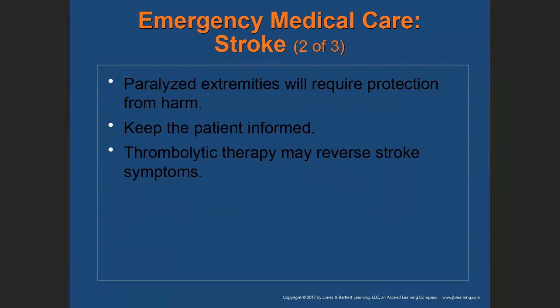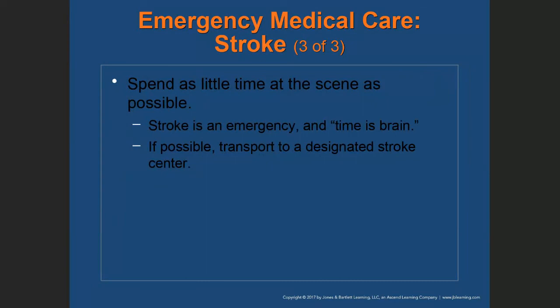Paralyzed extremities require protection from harm, and basically you transport them on the side that is paralyzed or not moving. Keep the patient informed. Thrombolytic therapy may reverse stroke symptoms if the patient gets to the hospital in a timely manner and they are within that time frame where treatment can be effective. Spend as little time at the scene as possible. Stroke is an emergency and time is brain. If possible, transport to a designated stroke center.